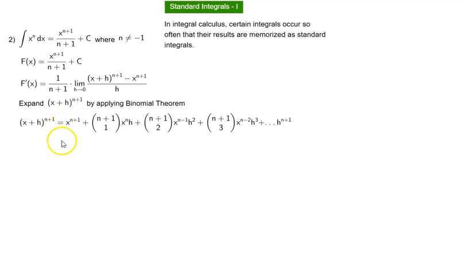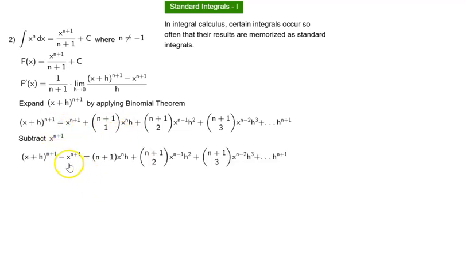It should be n plus 1 C0 or n plus 1 0. Here again, I should have mentioned it, n plus 1, n plus 1. But in both these two cases, it will end up as 1. So that is why it is not mentioned. Okay, anyhow. Now subtract x to the power of n plus 1 from both sides.